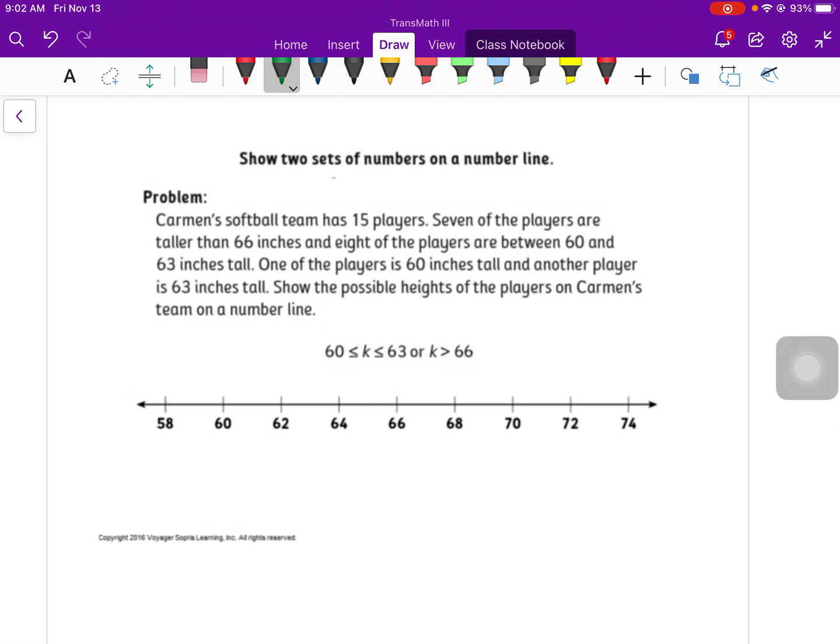So to graph this, it's just the same as what we have been doing. You just do 2 different things on the same number line. So I'm going to put a closed circle at 60, a closed circle at 63, and connect those dots. That's this piece. I also have to do the red piece, which is an open circle at 66, and they go to the right.